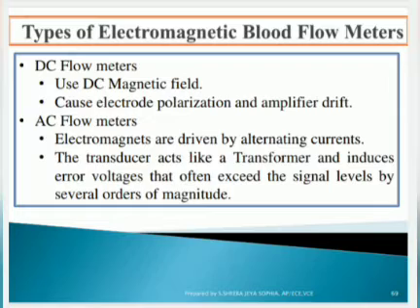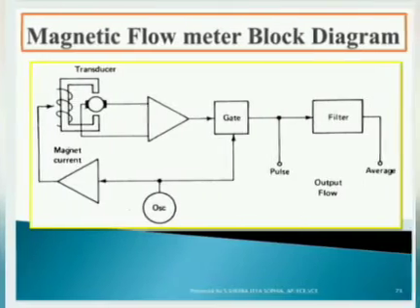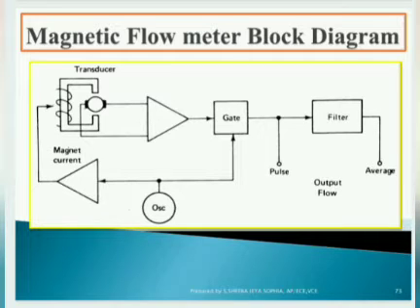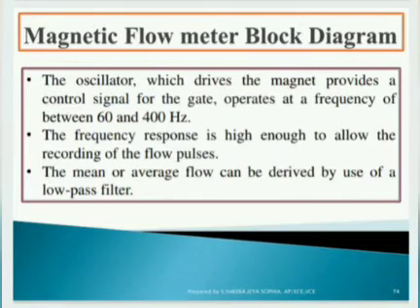In AC flow meters, error recovery is achieved by using several different waveforms for magnet current. Magnetic blood flow meters are also available. The frequency response is received, and the oscillator which drives the magnet provides the control signal for the gauge and operates at a frequency between 60 to 400 Hz.